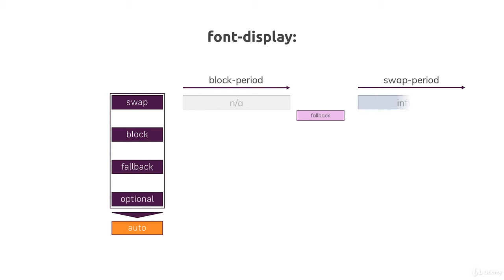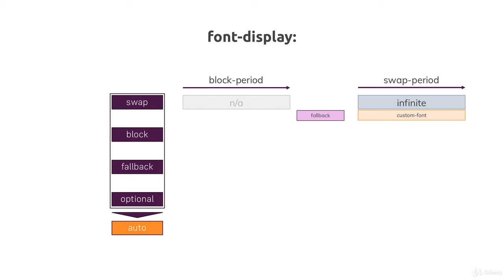For the swap value, this period is infinite. This simply means no matter how long it takes, if our browser manages to load our custom font that we want to display, it will swap it with the fallback. If it cannot change it, the fallback will just stay there. So that's the first value, that's swap.